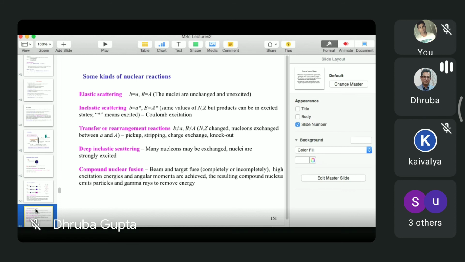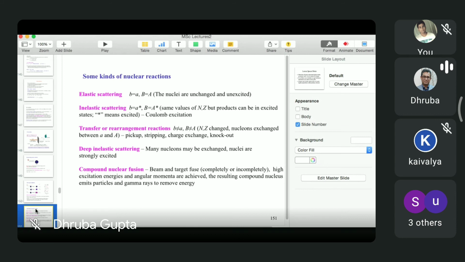There may be transfer or rearrangement reactions as well, that is, small b is not equal to small a, capital B is not equal to capital A. Some projectile is incident on the target nucleus, and a different ejectile and a different residual nucleus are produced. This can be called a transfer reaction or a rearrangement reaction. Here the nucleons are exchanged between small a and capital A. Many different names are given to this type of reactions, like pickup, stripping, charge exchange, knockout. Very different names.